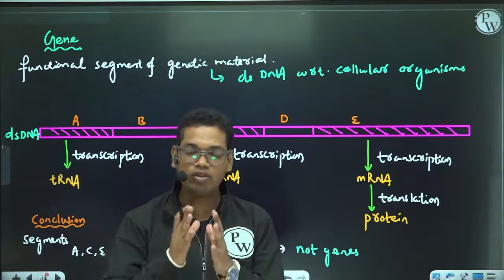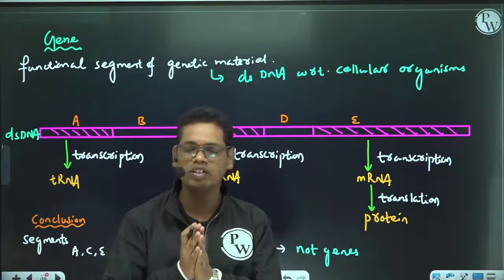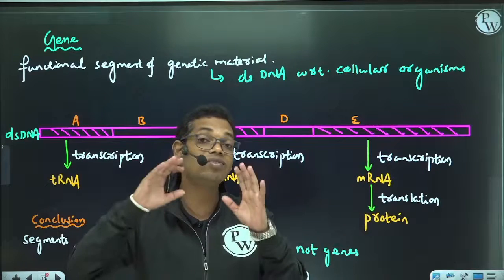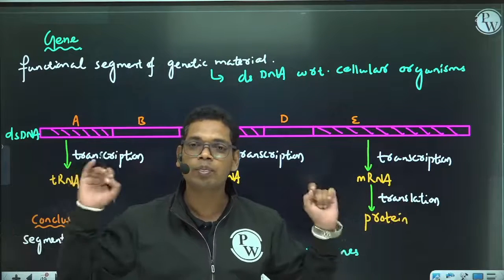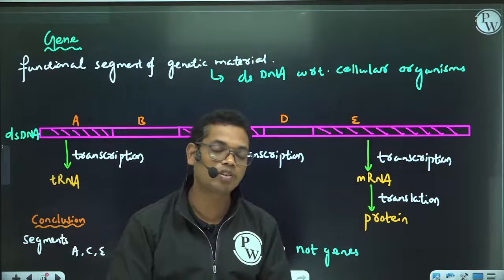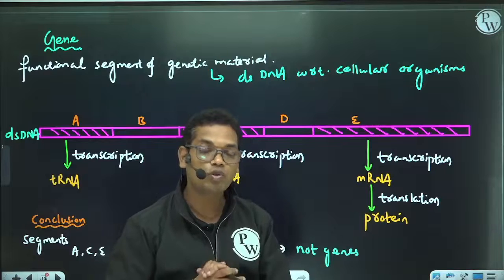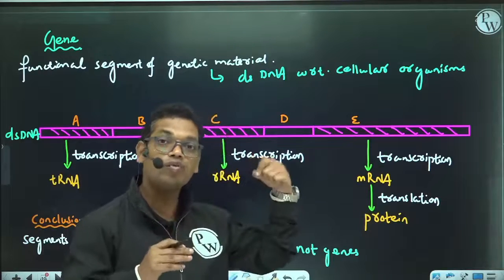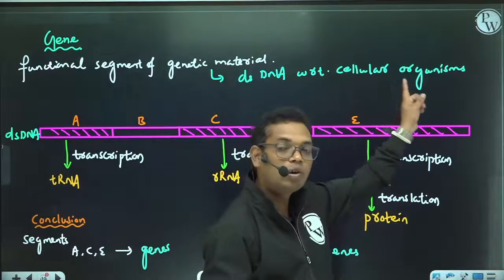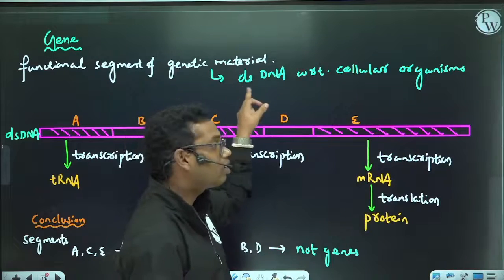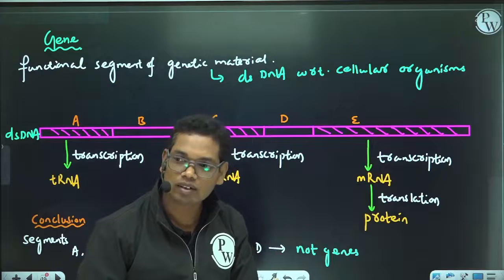So any segment of the DNA, whether they are going to undergo transcription to produce RNA or not, it does not matter. But if they have any sort of function, then those functional segments of genetic material or double-strand DNA will be called a gene. So whenever I say gene, you have to think with respect to which type of organism? The living organisms, and that is why you have to think about DNA. Which type of DNA? Double-stranded DNA. Clear? Very good.